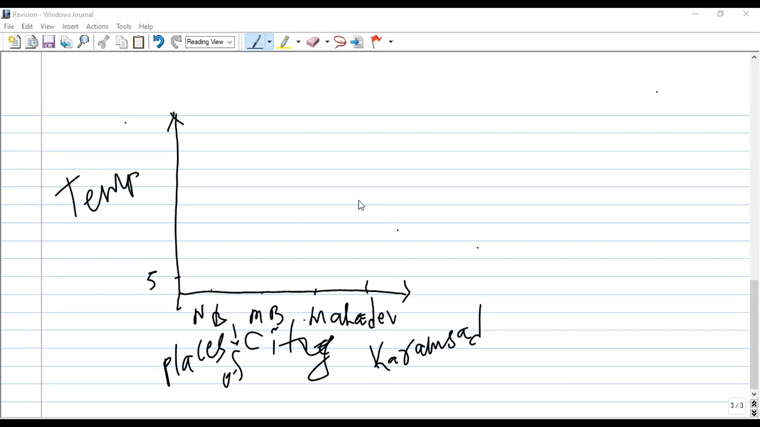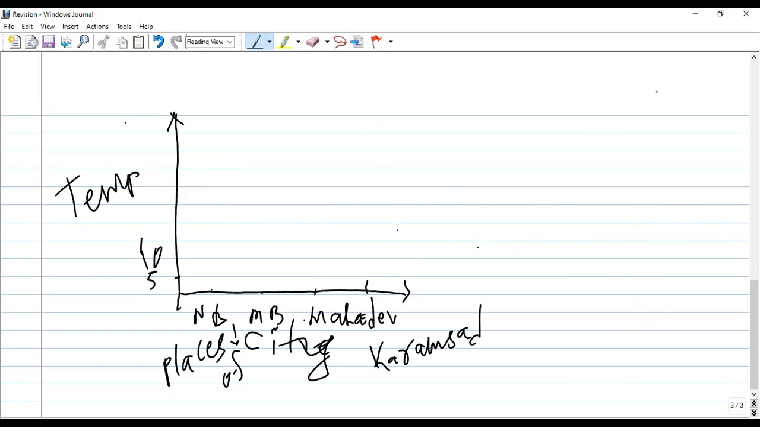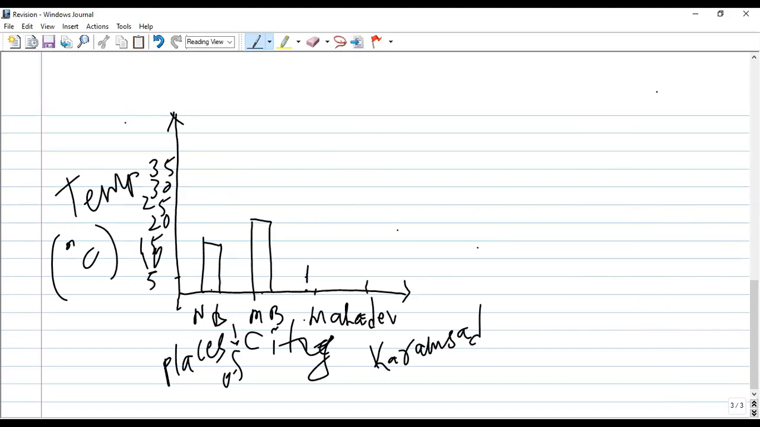Okay, now this is 5, then 10 here, 15, 20, 25, 30, and 35. These are the temperatures, right? So in Nana Bazar, you felt the temperature to be 15 degrees Celsius. Obviously, degree Celsius we have to write. Then in Mota Bazar, it was say 20. In Mahadev area, it was 7 or 8 degrees Celsius, somewhere around here.